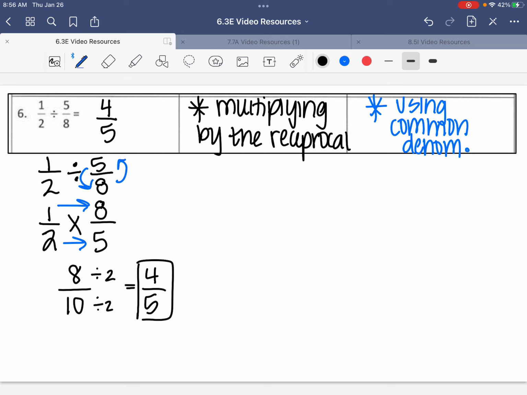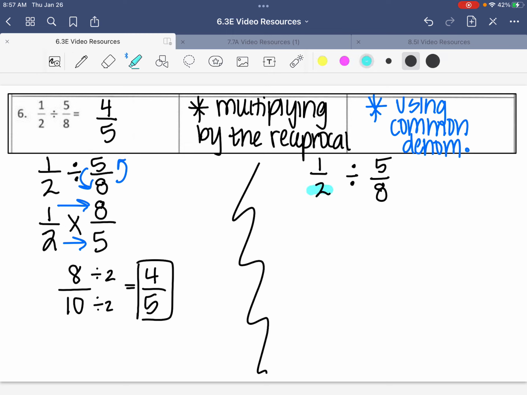Now we can do the same thing when we divide using common denominators. So if I'm looking at my second strategy now, I still have 1/2 divided by 5/8. Right now I do not have a common denominator, but I see that 2 and 8 have a common multiple of 8. So I can rewrite 1/2 as 4/8 and divide that by 5/8. So I've changed the way the number looks, but I did not change the value. And notice now our denominators are the same.